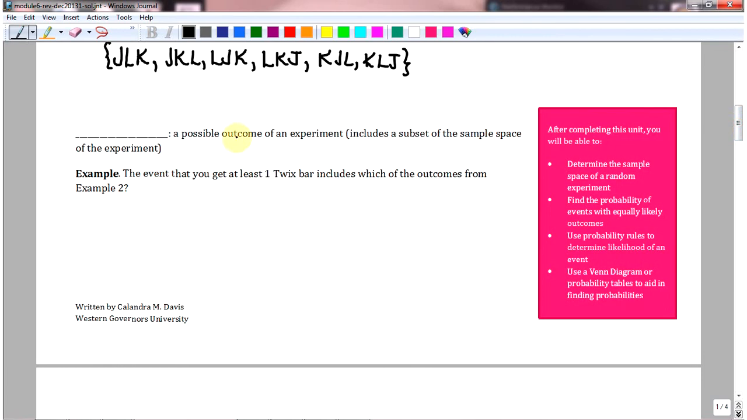An event is a possible outcome of an experiment.